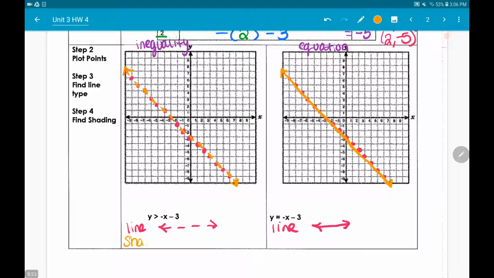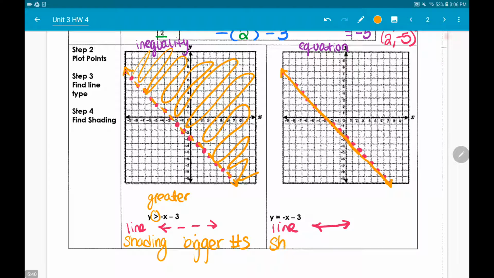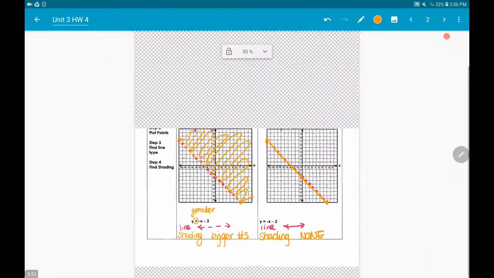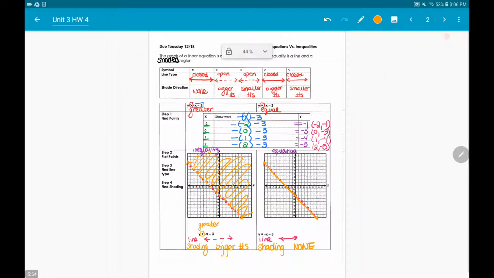Okay, for my shading, this is a greater. So I'm going to shade bigger numbers. So my bigger numbers are this way. All right, and for this one, my shading, when it's an equal sign, is none. So it's just going to stay a single line. All right, so that is the difference between graphing an inequality and graphing an equation.